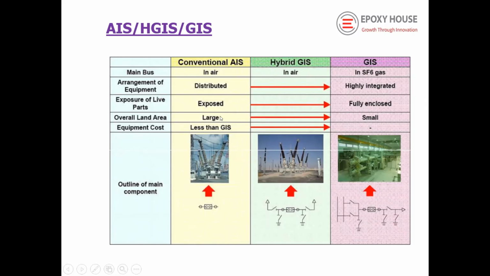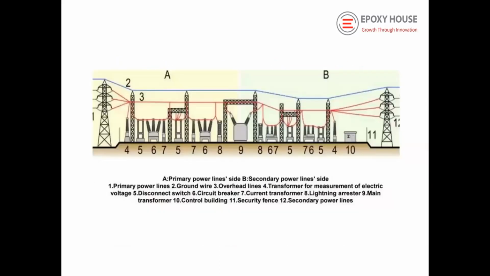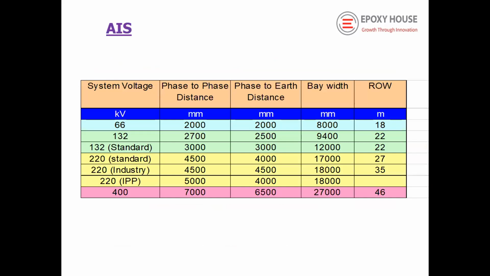The overall land area is very high for the conventional AIS, and for the GIS it is relatively very small. If you see the air insulated switchgear, everything is exposed: the circuit breaker, disconnector, air switch, even the transformer, everything is exposed to the atmosphere. So it is highly influenced by atmospheric conditions: sun, solar radiation, chemicals, sand, and wind. All those are influencing, and it is not very good.